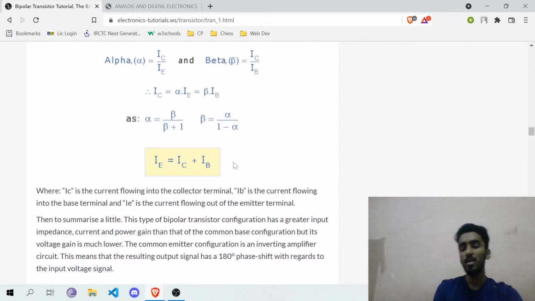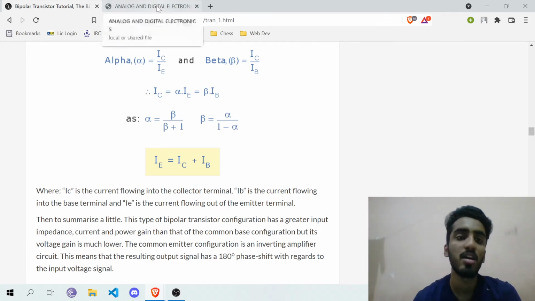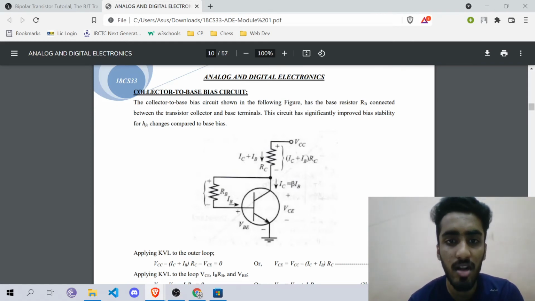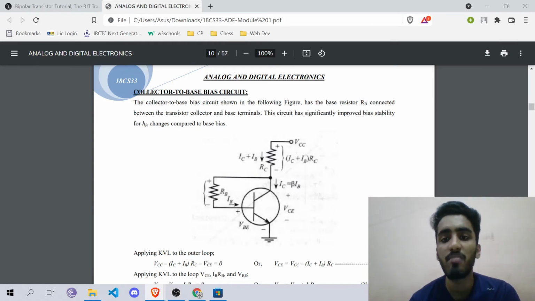Now coming to the main topic, that is collector to base biasing. Now this is the collector to base bias circuit. The collector to base bias circuit shown in the following figure has the base resistor RB connected between the transistor collector and the base terminals. This circuit has significantly improved bias stability. I'll explain what we mean by bias stability.